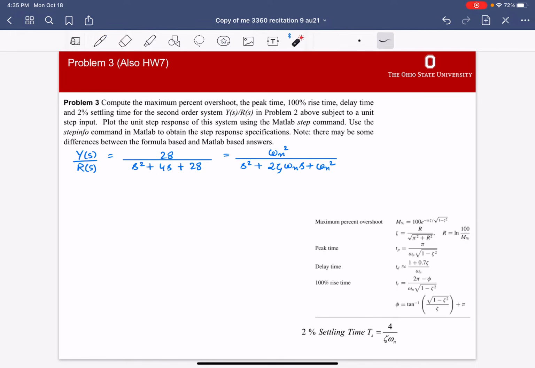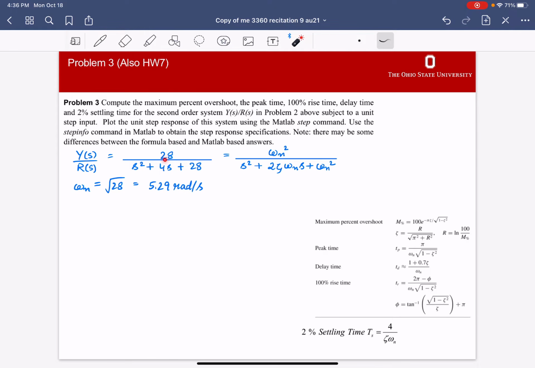So let's start off with omega n. As you know, we can compare those two terms. So natural frequency, for this case, turns out to be root of 28, which is around 5.29 radians per second.